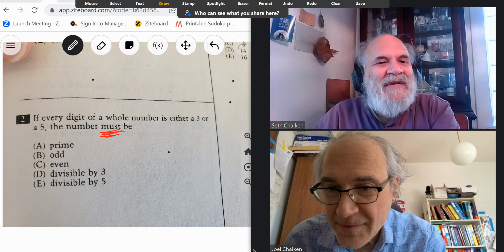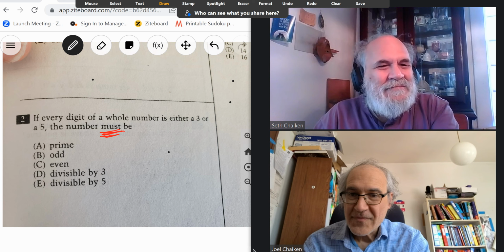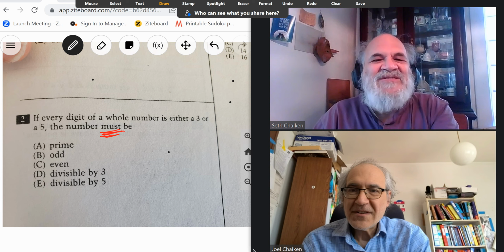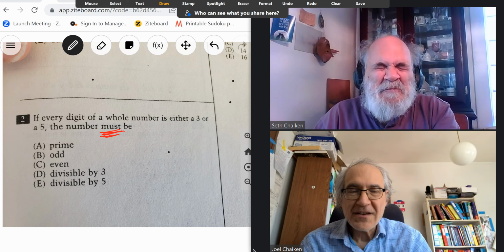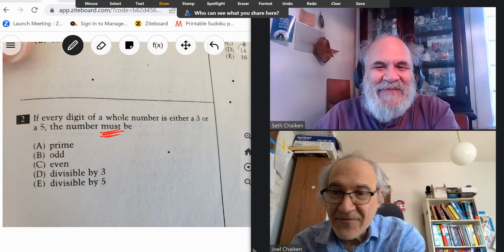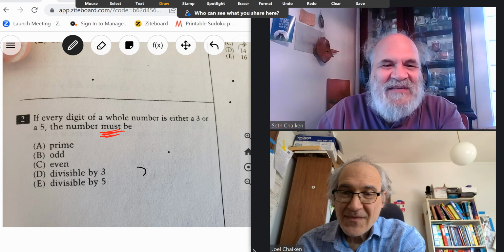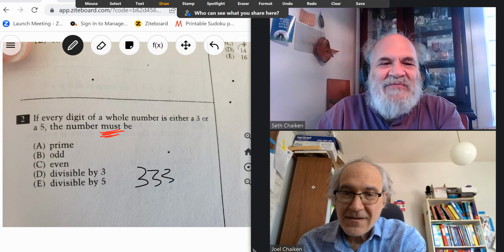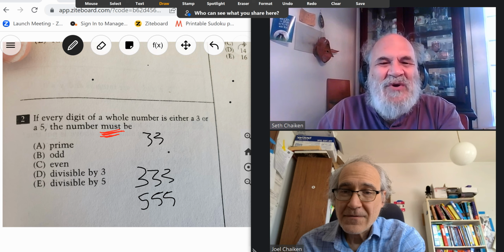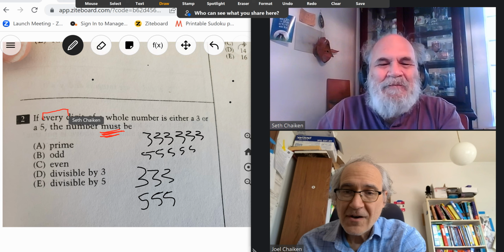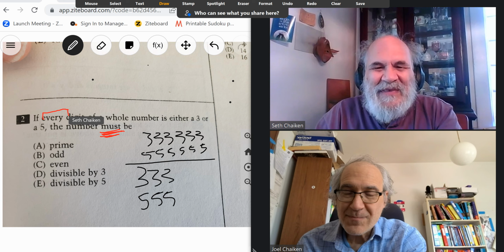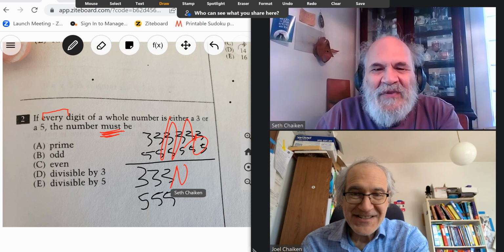Got it. Okay, so here we go. A whole number is either 3 or 5. Every digit of a whole number. Right. So in other words, every digit. Oh, I read it as the last digit. Yeah. Every word in the problem includes the word every. Oh my God. When I looked at this problem, I read it as the last digit. No.